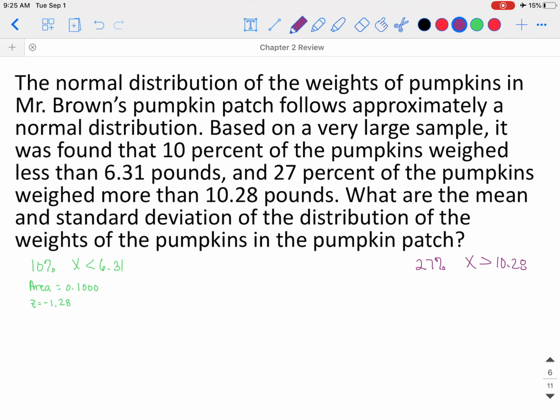Now, this other one is talking about greater than 27%. If we want to look at less than, we need to subtract that from 1 or 100%. So we need to look for an area of 0.7300 on your table. And the closest we can find is going to be a z-score that corresponds at 0.61. Now, remember, z is equal to x minus mu all over sigma. So we're going to set that up on both sides.